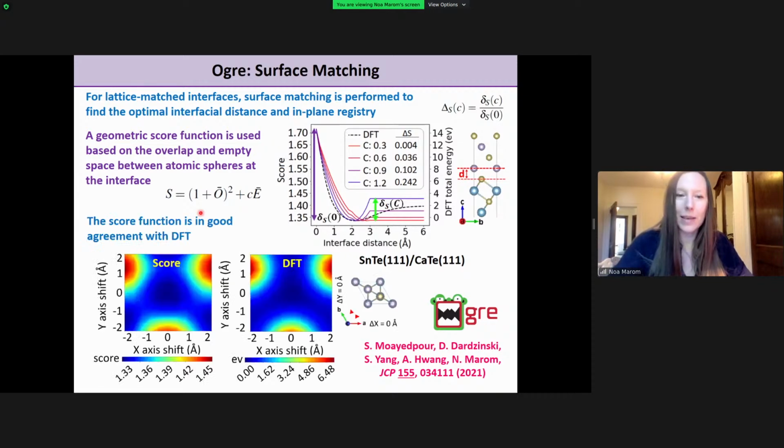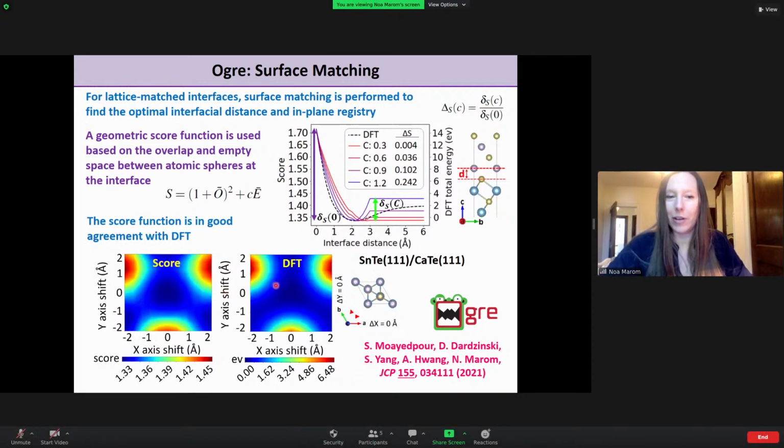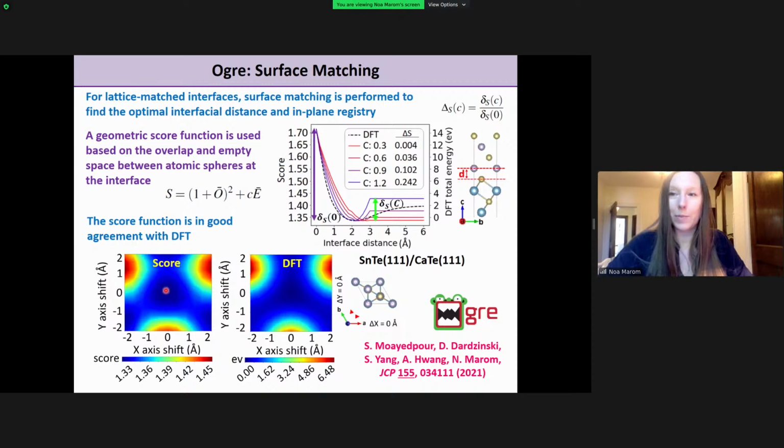So with that C parameter, you can see here that the score function is in very good agreement with the density functional theory reference, and it gets the positions of the extrema, the minima, and the maxima correctly, which is pretty good considering that there's no quantum mechanical information going into this score function.